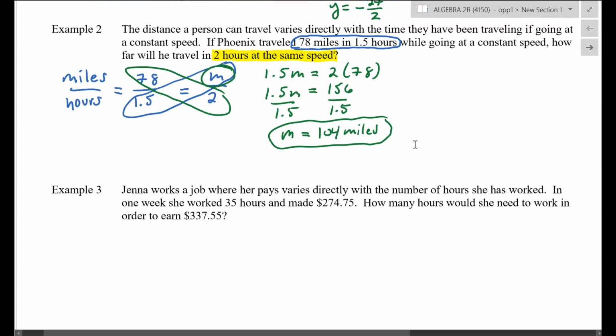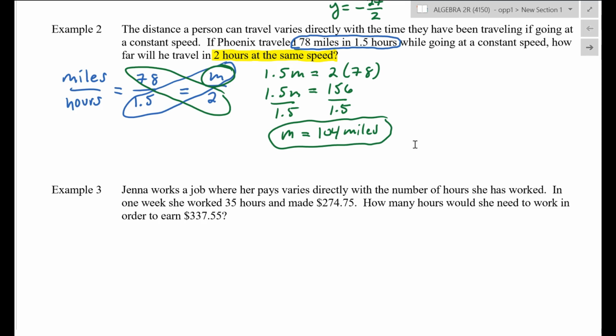Jenna, guys, no shocker, right? If you work more, you get paid more. Now that doesn't necessarily work for some jobs, right? Like for me, I don't get paid by the hour, right? I get paid for the job, right? So some jobs are like that, some jobs aren't.